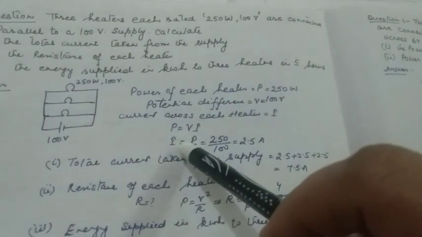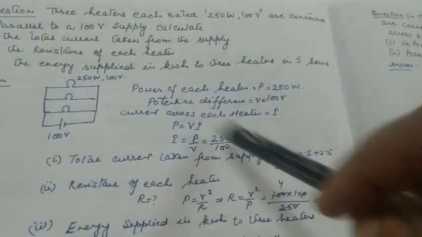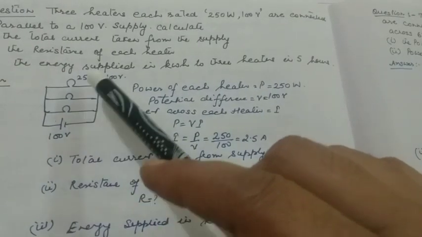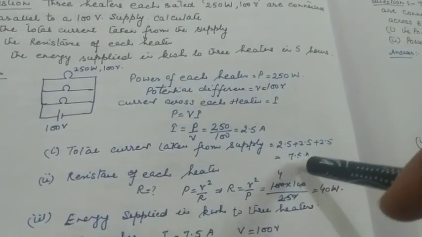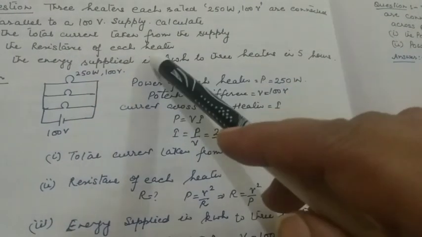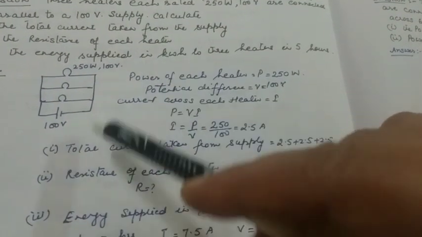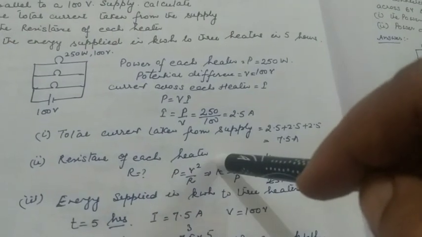So firstly I will find out the current across each heater, but all are connected in parallel, so the current will be the sum of all these three. So total current is 7.5 ampere. Second, an individual question regarding the heater: find out the resistance of each heater.